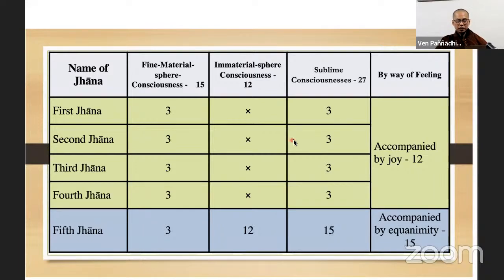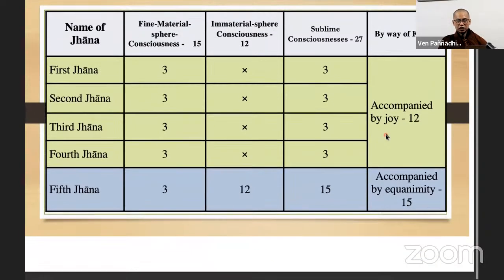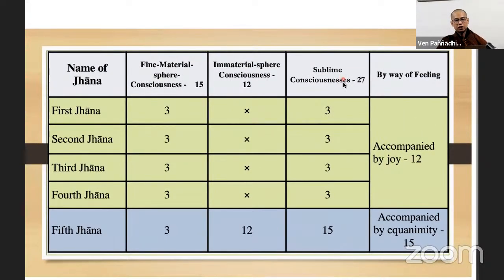The former four jhanas are accompanied by somanassa vedana, which is called joyful feeling. The last jhana, 15, is equanimity. The mental factor, the jhana factor itself, is equanimity: upekkha, ekaggata. That's why the 15 are equanimity. So in this way, we can identify by way of feeling for the sublime 27 Mahaggata jhana.